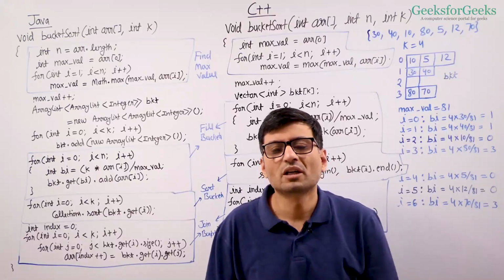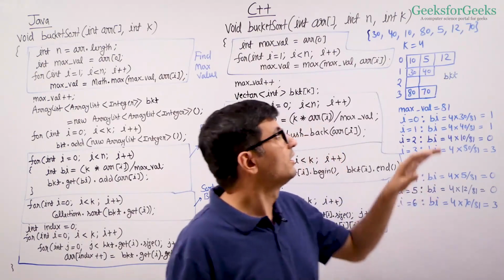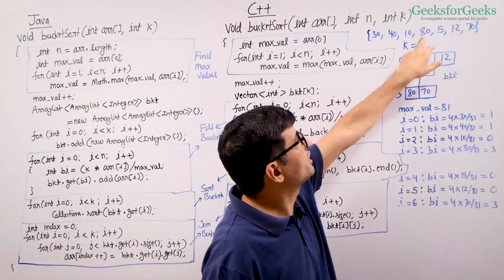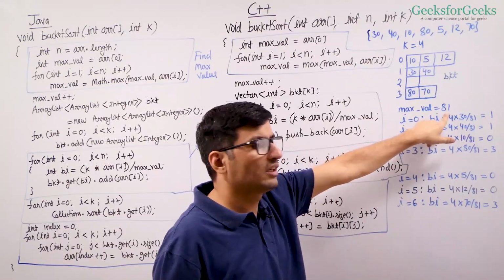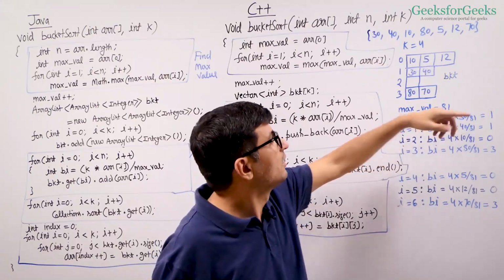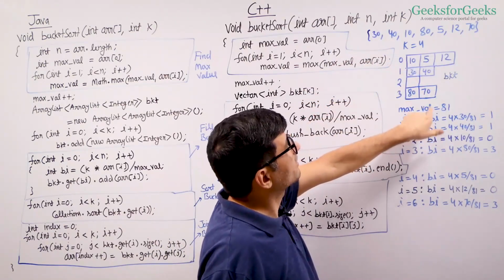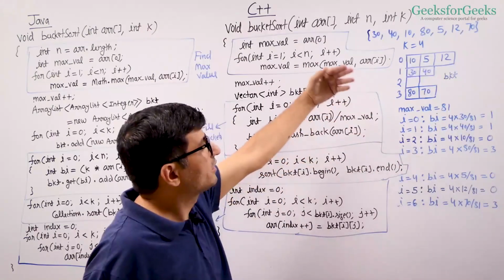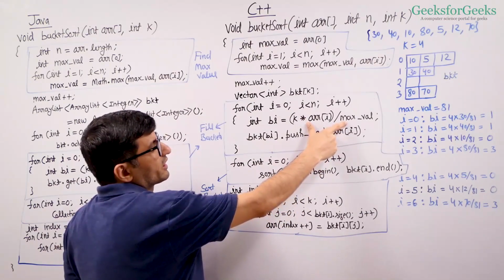Let us now see how we decide the bucket index for every element. Let us see this example array. In this array, our maximum element is 80, but we initialize the max value as 81. I'll shortly discuss what is the reason for incrementing it by 1. After we have initialized our max value as 80 plus 1, we traverse through all the elements, and for every element, we use this formula to decide the bucket index.